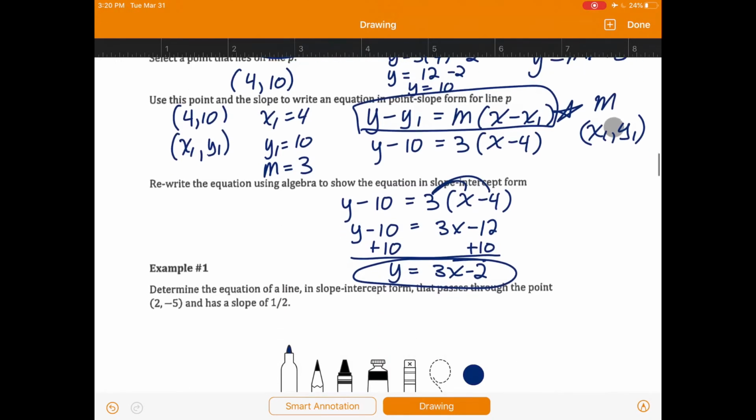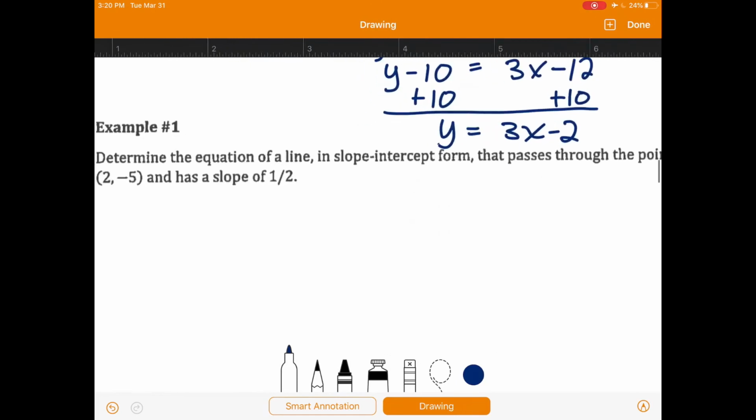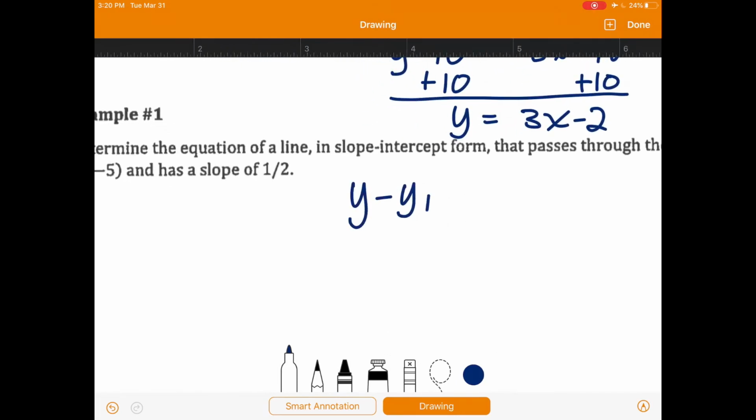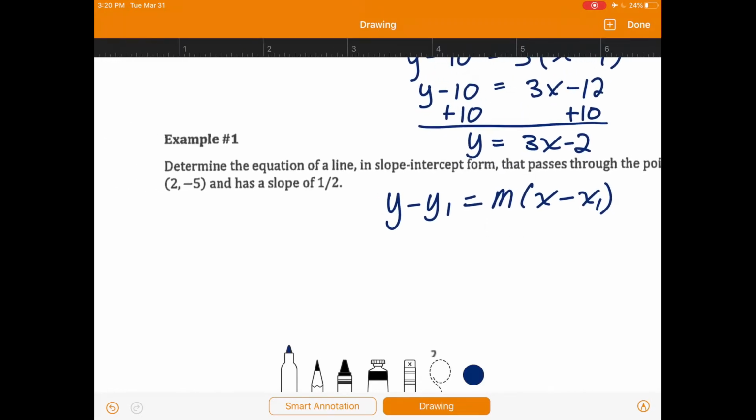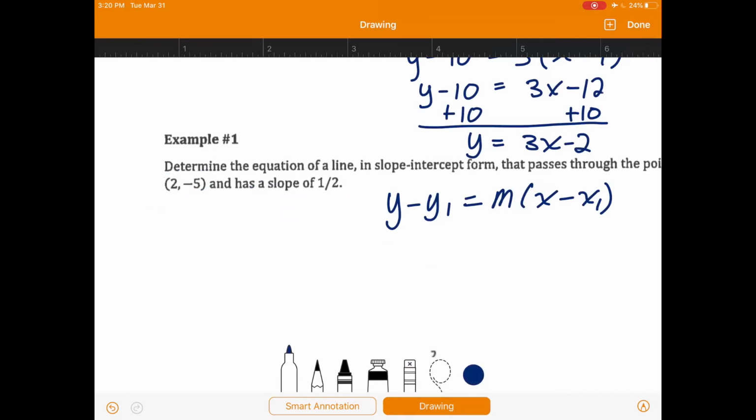So let's try that again for another example. We're going to use the formula from up here. So we've got y minus y1 equals m times x minus x1. And we're going to plug in the numbers that they gave us. We know that we're going to be using the point slope formula, which is this one that I just wrote, because it gave us a point and it gave us the slope. So when they give us point and slope, we're going to use the point slope formula. And we're going to take that and turn it into the slope intercept formula, which is y equals mx plus b.